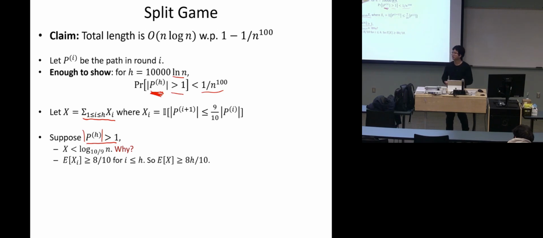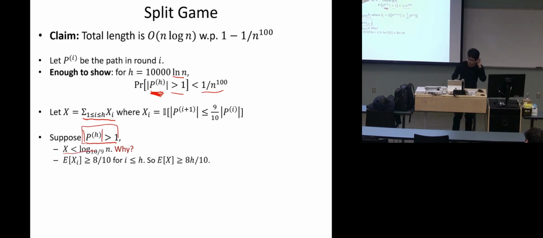Otherwise, you've had enough good rounds that the algorithm should stop earlier. In each good round, it shrinks the path a lot, right? But we know that the algorithm doesn't stop yet. So the number of good rounds must be small. Because if the number of good rounds is more than this, the path would have shrunk to 1 already. But now, if this is the case, then x must be small.